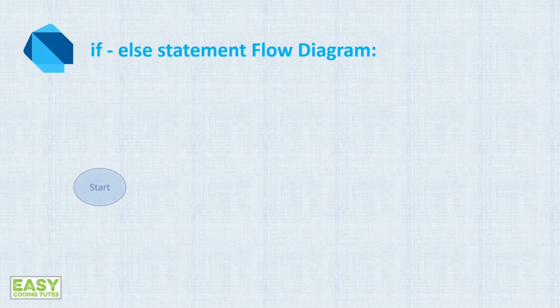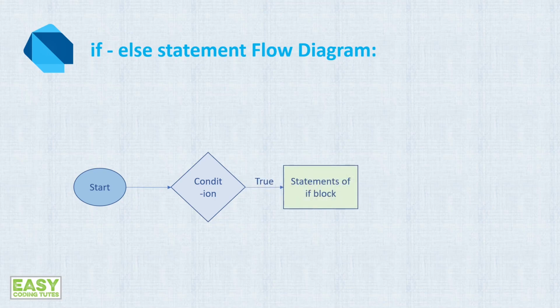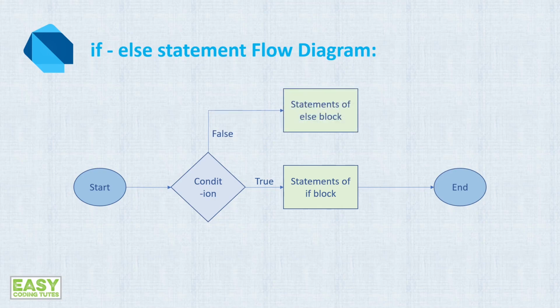So let's understand the flow diagram of if else statements. So when we run our program, it goes inside the condition of if statement, and if it's true, it will execute the statements of if block, and then our program will be terminated. And if the condition is false, then it will simply go inside the else statement and execute the statements of else block, and then our program will be terminated.